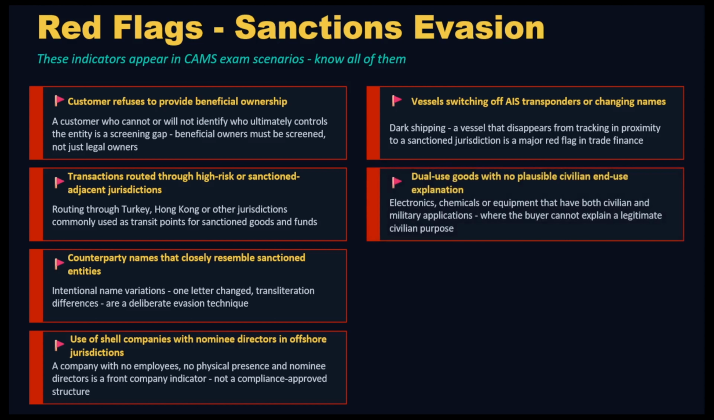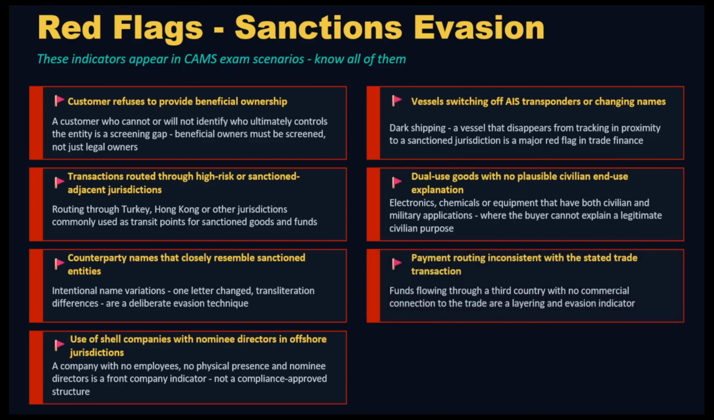The third item is to report. A true sanctions match must be reported to your national regulator: OFSI in the UK, OFAC in the US, the relevant national authority in other jurisdictions. Timelines vary. Know your local requirements.